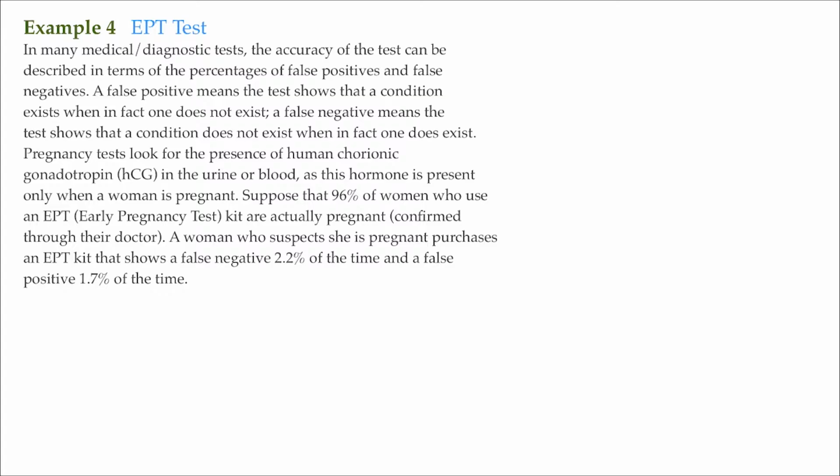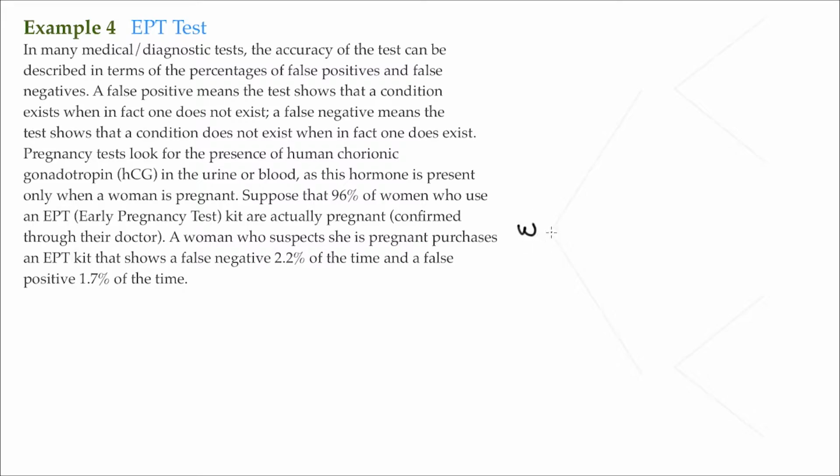Suppose that 96% of women who use an EPT kit are actually pregnant, and they're confirmed through their doctor. A woman who suspects she is pregnant purchases an EPT kit that shows a false negative 2.2% of the time and a false positive 1.7% of the time. So certainly the first thing we're going to do is represent this circumstance as a tree diagram. What we have here is a woman who suspects she is pregnant, so she's going to go out and buy this EPT kit.